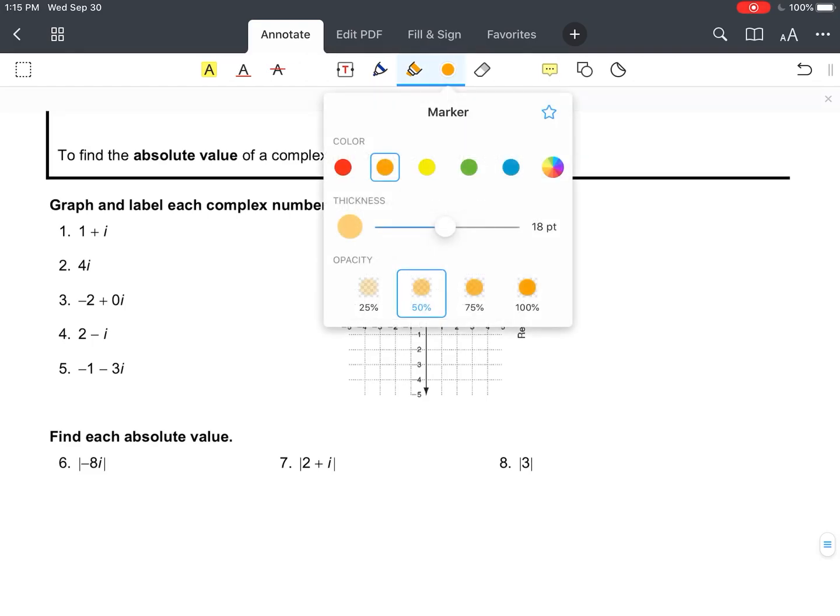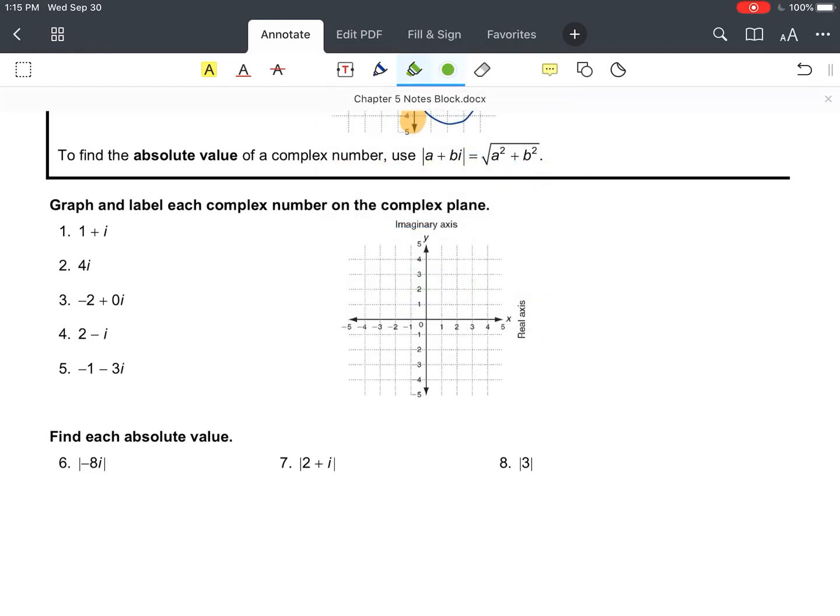Now, to find the absolute value of a complex number, you're going to use this formula: the absolute value of a plus bi will just be the square root of a squared plus b squared. And that should look familiar to you because it's the Pythagorean theorem with your a and your b. So let's try a few together.